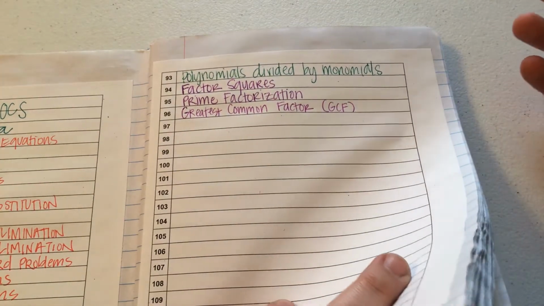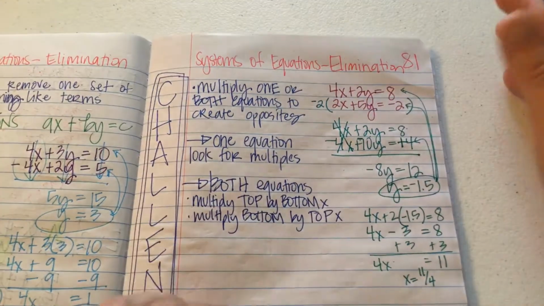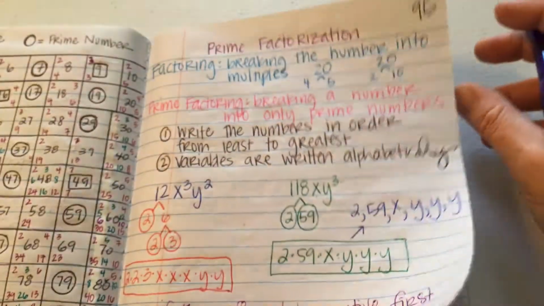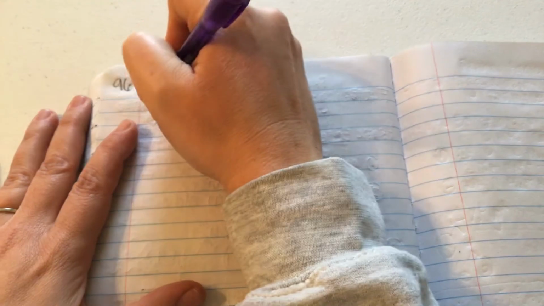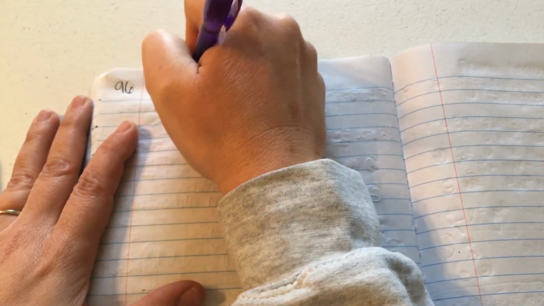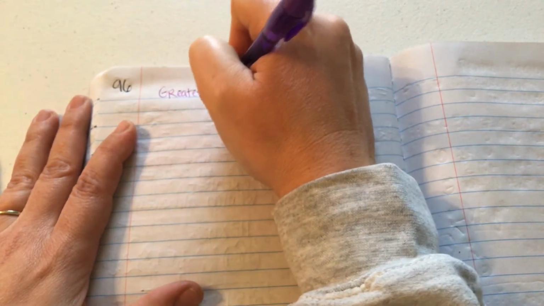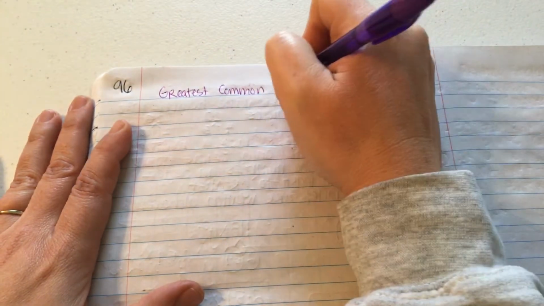So I'm going to turn to page 96. Here it is. And we are going to get started. Greatest common factor.